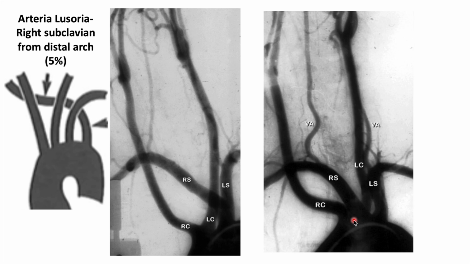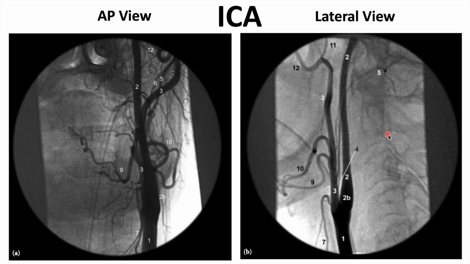Another variant where you can see all the four vessels coming from the aortic arch: right carotid, right subclavian, left carotid, and left subclavian. All four are originating from the aortic arch.